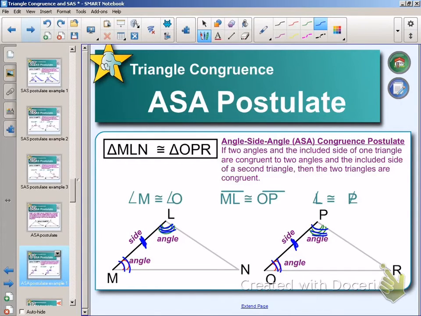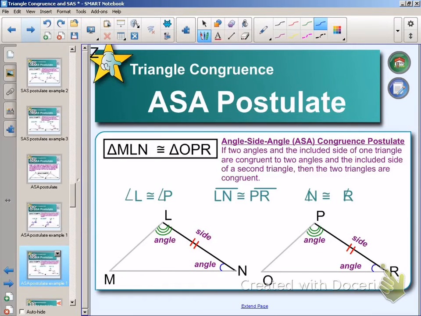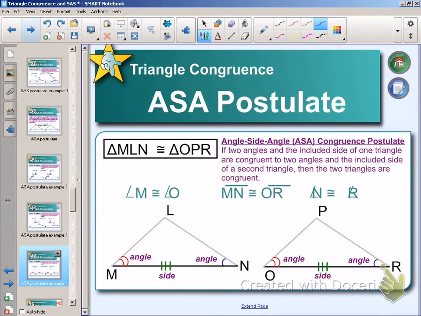This is the angle side angle postulate, and you see it can move around. So this is on the other side. This time we know the different angles and sides are congruent. And there's another example.